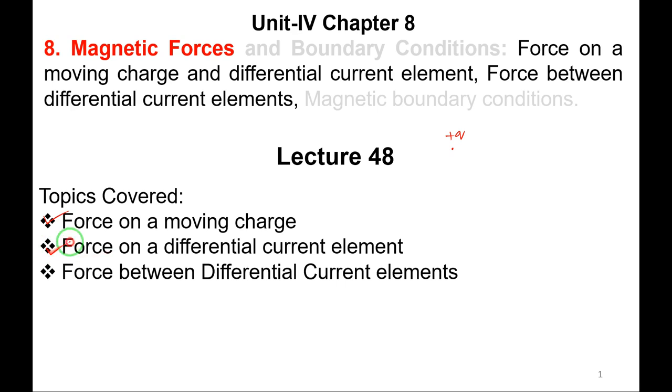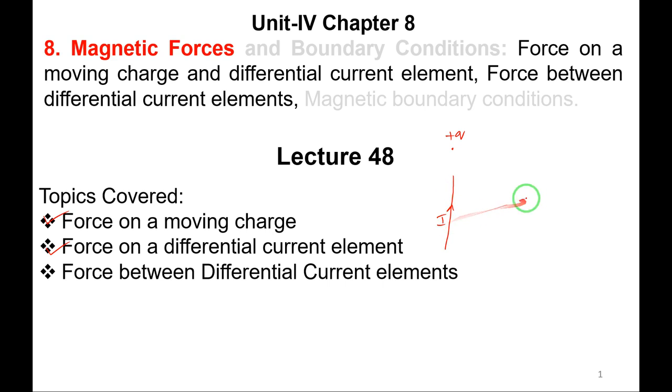Then the second topic is force on a differential current element. The differential current element means the filament length of the conductor I will be taking. It may be a straight conductor. The current I is flowing in this direction. Then I will place this differential length of the conductor, differential current element, in the magnetic field. Then I want to find out what is the force experienced by this differential current element.